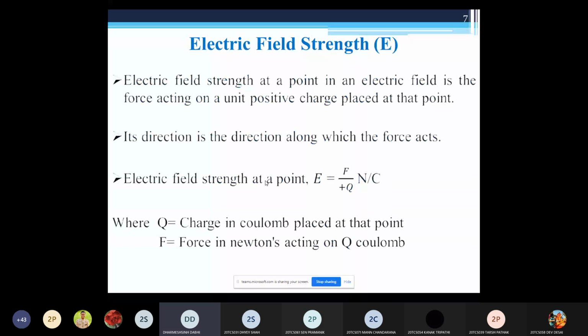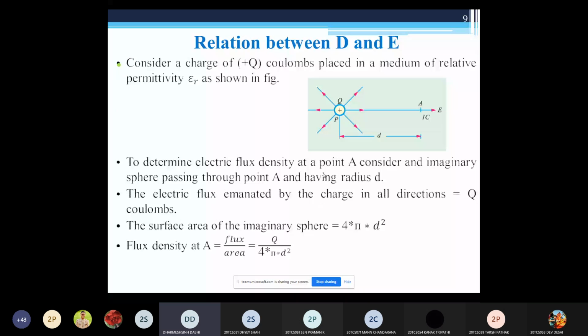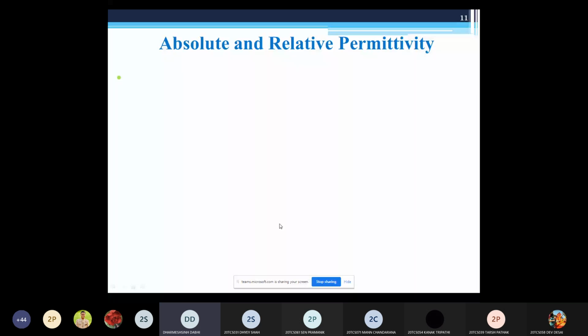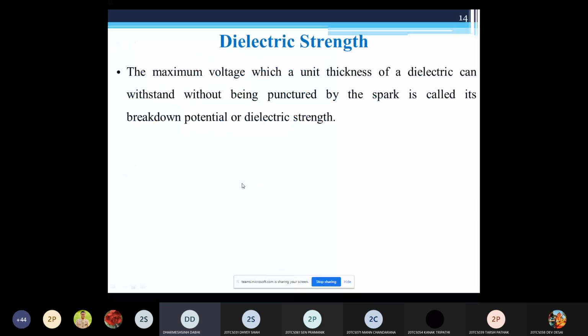Do you know the equation? It is force per unit charge. Then the definition of electric flux density, D. It is flux per unit area. Then the relationship between flux density and electric field intensity. So we derived the equation, D is equal to epsilon 0 E. Then absolute and relative permittivity of different dielectric materials. Then some definitions like electric potential, electric potential difference, potential gradient. Then dielectric strength, what is called dielectric strength.